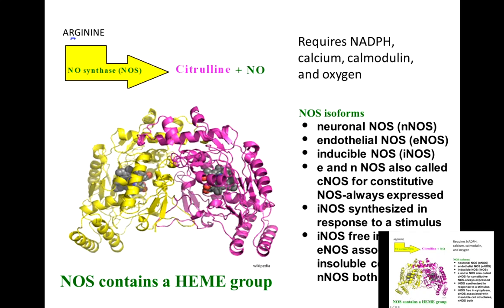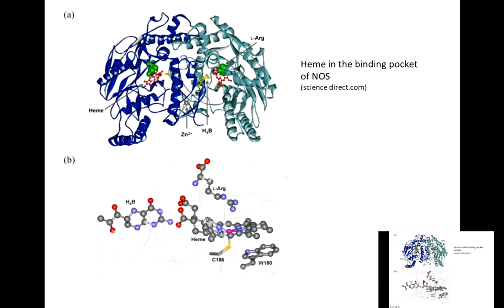NOS contains a heme group. It's important to the function of nitric oxide synthase. Here's the heme group in the binding pocket of nitric oxide synthase.